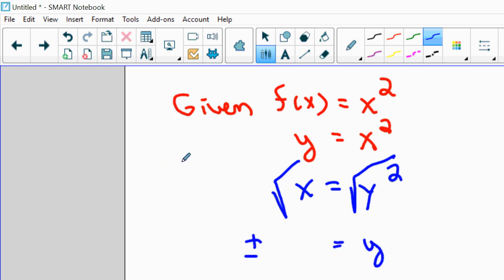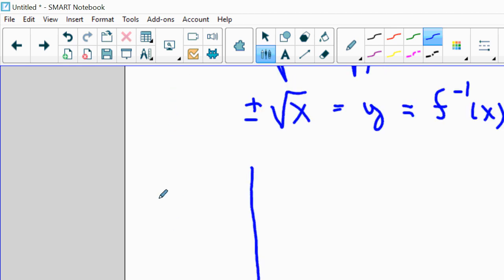And you're like, uh-oh, there's 2 answers. Can I have 2 answers? No, you can't. This is f inverse of x, but algebra says I'm going to probably need to cross this off. But let's look at the graph.